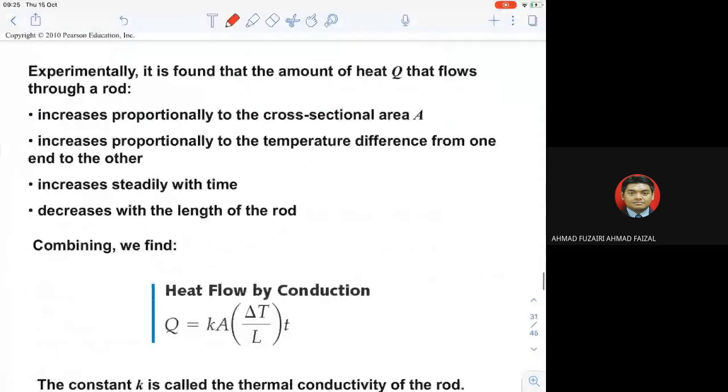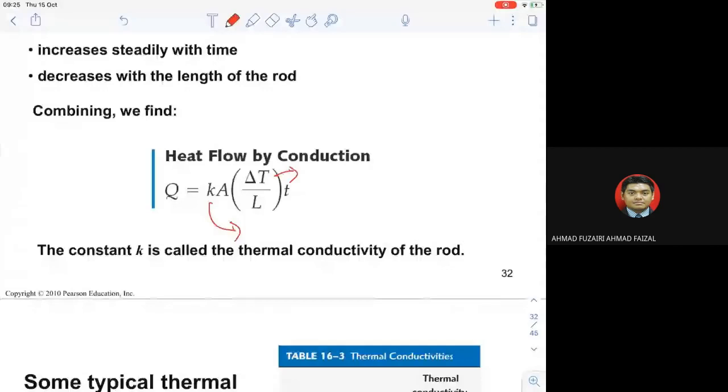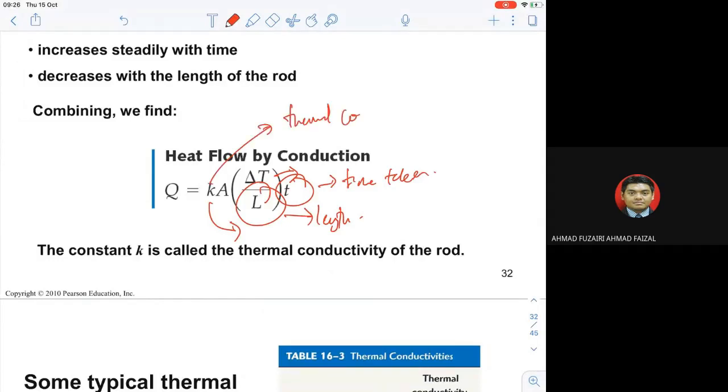So this is the heat flow by conduction. Q is the heat, quantity of heat. K is the thermal conductivity. A is the area. Delta T is the difference in temperature. L is the length. And T is the time taken. Again, K is thermal conductivity, and A is the area. Delta T is the difference in temperature. L is the length. And T is the time taken.